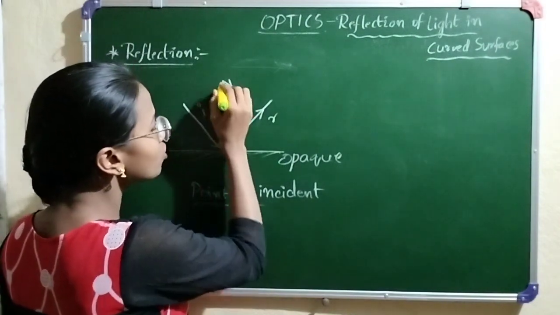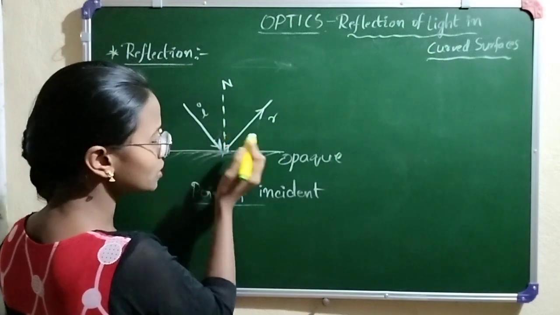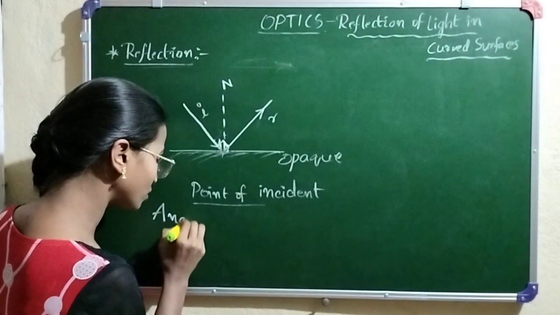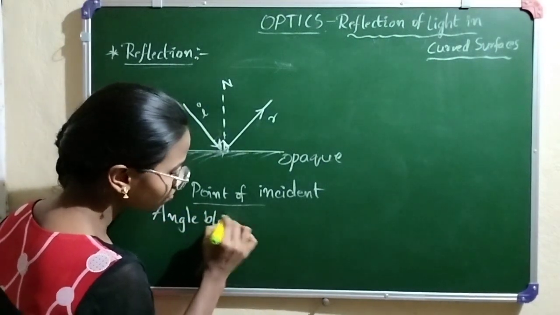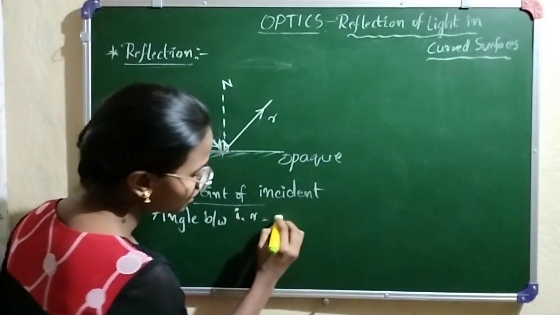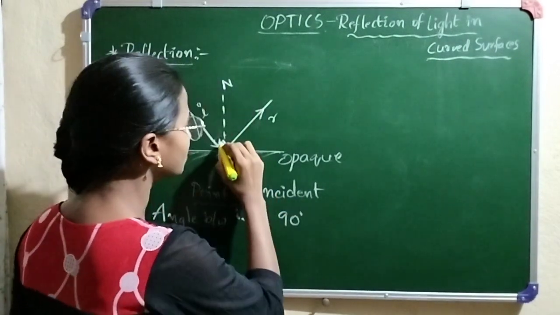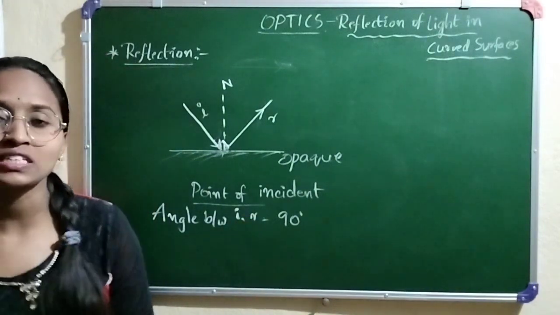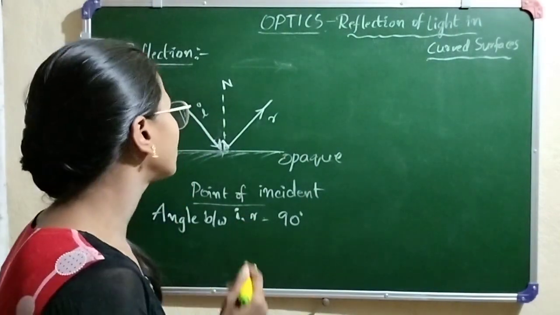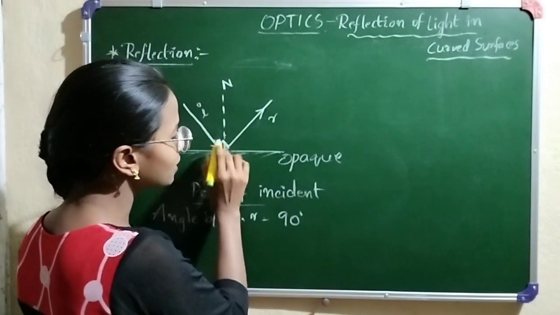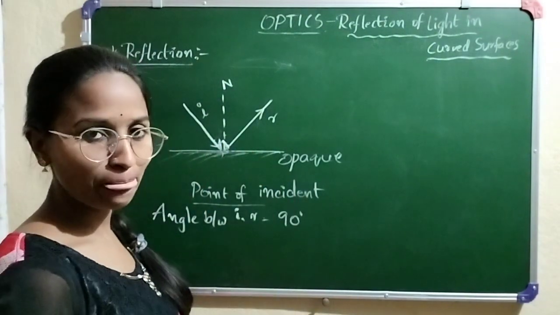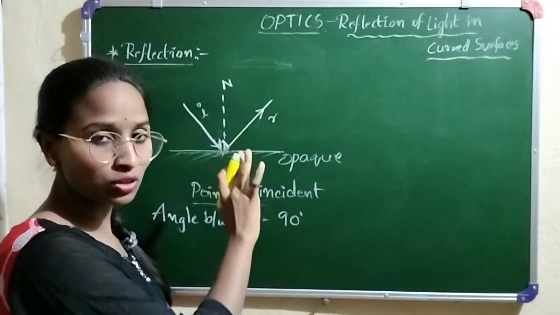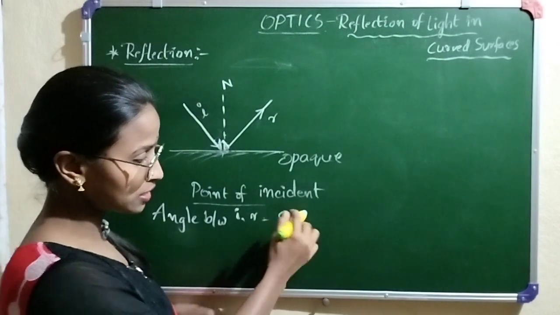Here the normal divides the angle between I and R. The angle between the incident ray and the reflected ray is 90 degrees here. The normal divides this 90 degrees into equal parts, 45 and 45, since half of 90 is 45.